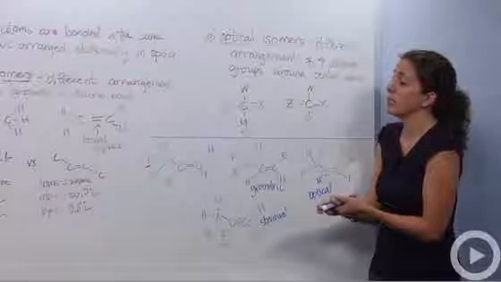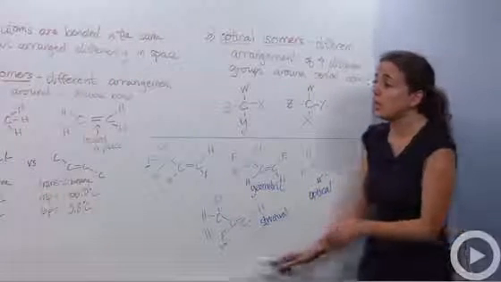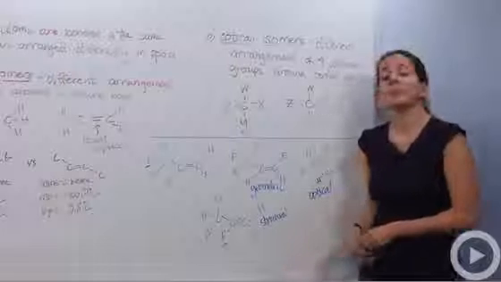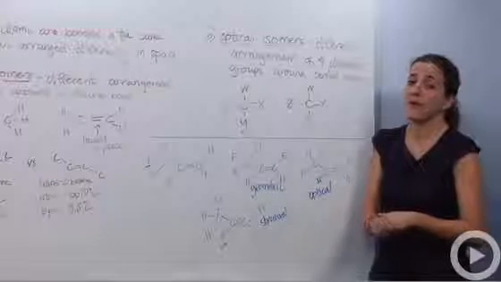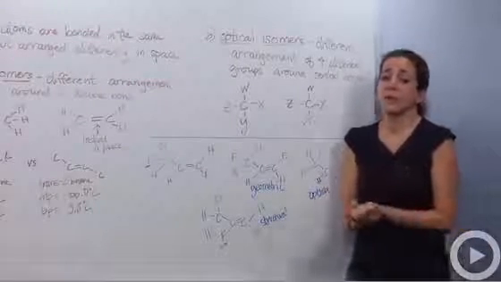So the three main isomers we have are optical, geometric, and structural. Basically they're all the same idea. They all have the same molecular formula, but are formed differently in space. So that's what an isomer is.